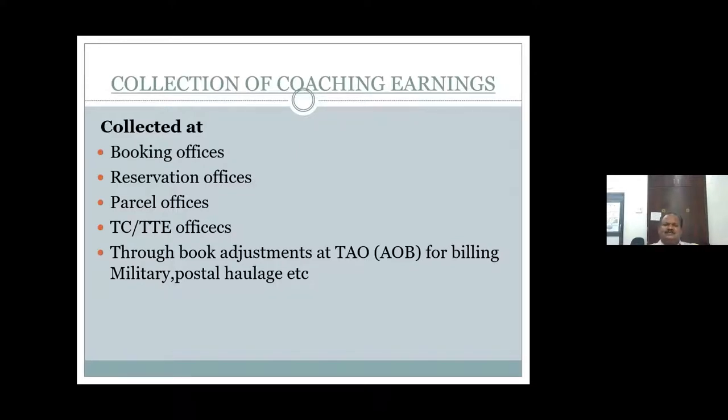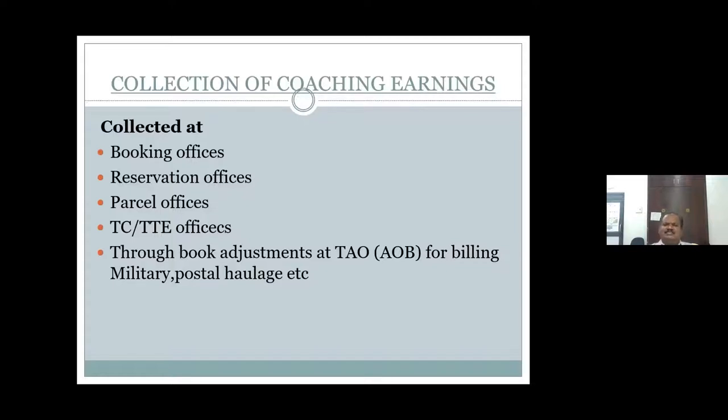That is done through the accounts service. AO means accounts, service balance sheet. TAO means traffic accounts office. So these are the various earnings brought under coaching. Postal allowance charges are there. RMS is railway mail service. To transport the mail from one station to another, at their request, we provide coaches to them. The full coach is utilized for transportation of the postal material, and further they need to pay the haulage charges.